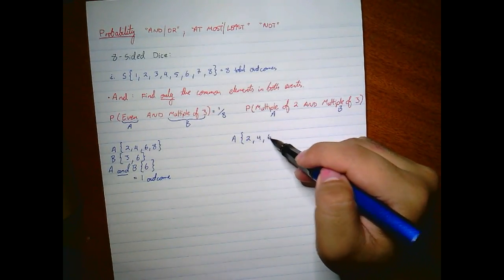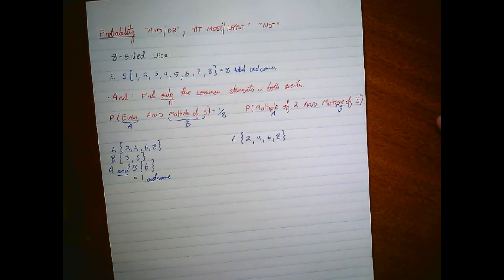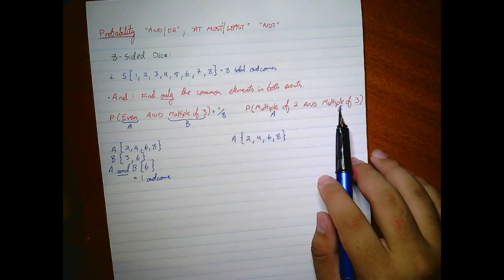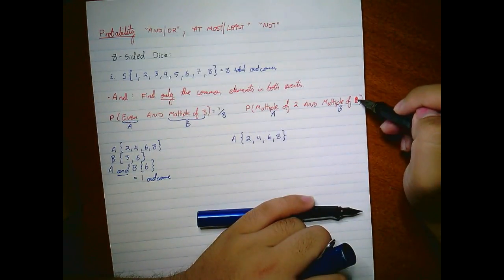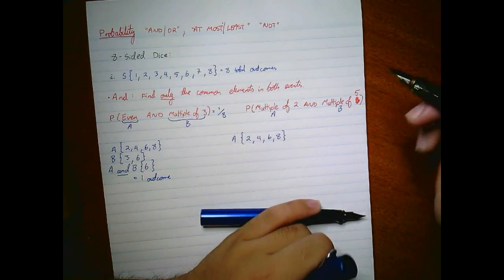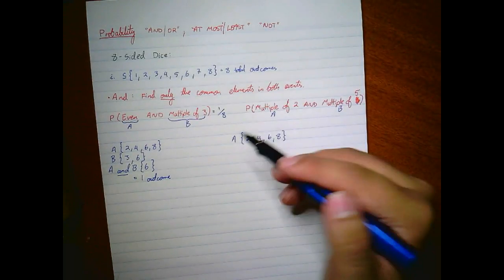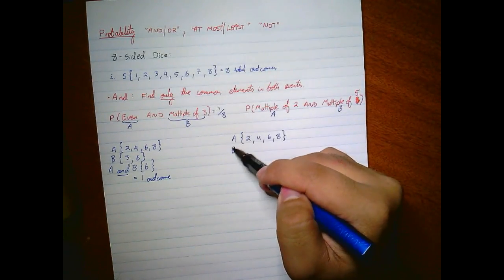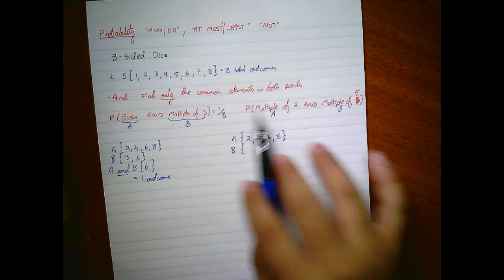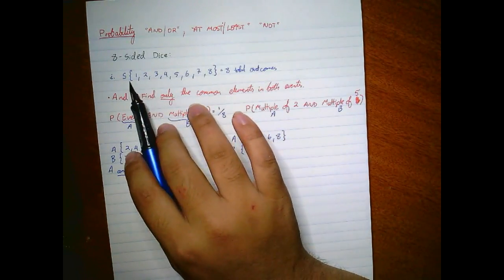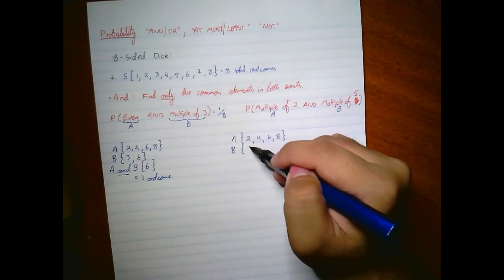And just so that we can see what happens, we'll change this one to a multiple of 5. Sorry for changing that on you. Multiple of 5. Let's go with condition B. So which ones are a multiple of 5 from our sample space? Well, there's only one. It's 5. 5 is a multiple of 5.